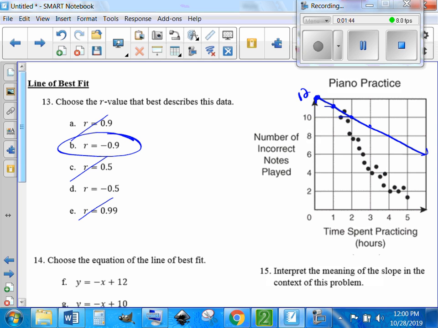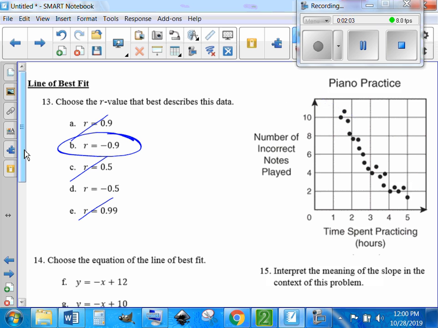So that's F. Okay, then G, we're starting at 10, and then the slope of negative 1. So down 1 over 1, down 1 over 1, down 1 over 1, down 1 over 1. Likewise, the slope isn't quite right. It's not quite steep enough.